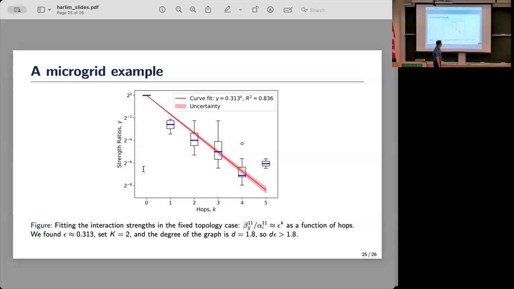And the degree of the graph is about 1.8. Oh, this is a typo. This is 1.8 times this number, right? That's still greater than a half. So that's how we determine the network.